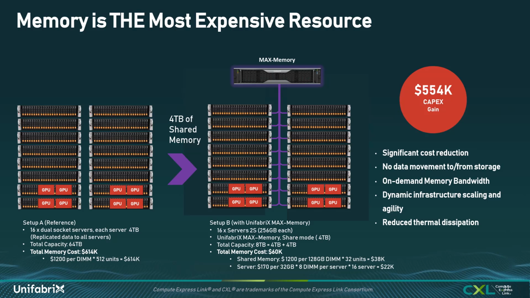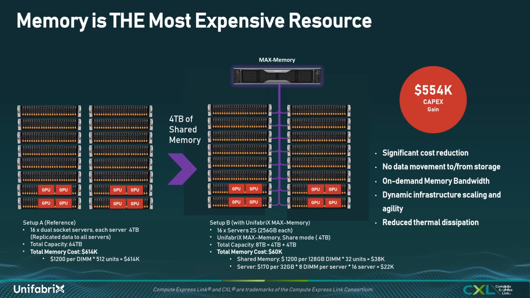On the right-hand side, what we can see is the same 16 servers, but each one is implemented with 256 gigabytes. And we have 4 tera in the memory pool. The memory pool is in sharing mode. It means that all the servers can see the same 4 tera, so all the systems have the same data. We are implementing 256 multiplied by 16, which is 4 tera, and 4 tera in the memory pool. Total of 8 tera in the system, costing about 16K.